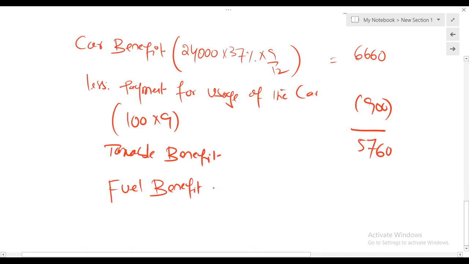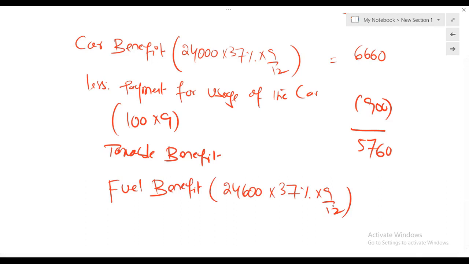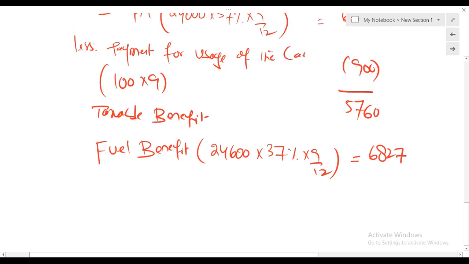It is 24,600 into the CO2 percentage, which is 37%, 9 by 12. So 24,600 into 37%, 9 by 12. What I'm getting is 6,826.5, if I go for round off. So benefit is going to be 6,827. So we are having a taxable benefit of 5,760. We are having a taxable benefit of 6,827. So there is going to be a total taxable benefit of 12,587.